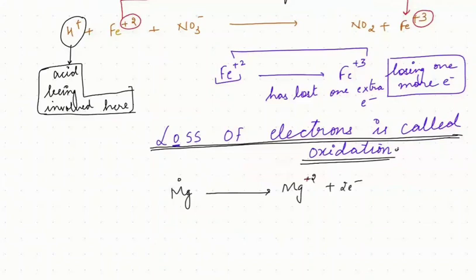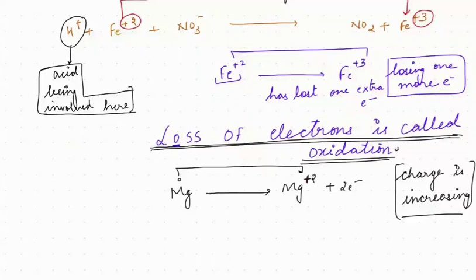So basically, Mg loses 2 electrons. You see from 0 to plus 2, the charge is increasing. So what do we say? That oxidation has taken place. But you also see that Mg, in going from 0 to plus 2, has lost 2 electrons. So that is the basic meaning of oxidation, right?